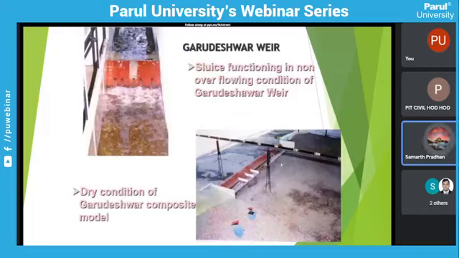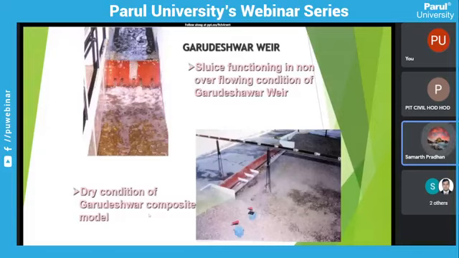This is Garudeshwar Weir, just near Kevadia. The function of these sluice gates in the non-overflowing condition of Garudeshwar Weir was studied. These are the sluice gates which were done earlier for this operation. Then the dry condition of the Garudeshwar composite model. For the composite model, the surrounding structures, suppose one bridge upstream, are also studied. Banks are also studied.